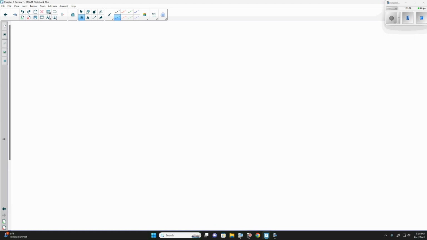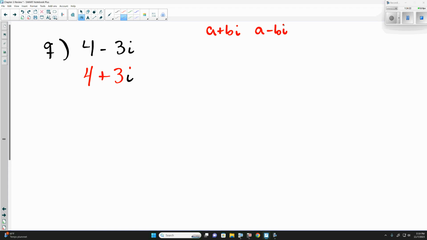Now that does bring us to the last four. Apparently I don't have it included. I need to. It says find the complex conjugate and their product. Q, 4 minus 3i. Its complex conjugate is 4 plus 3i. Because if a plus bi is given, its complex conjugate is a minus bi. We change the sign in front of i.